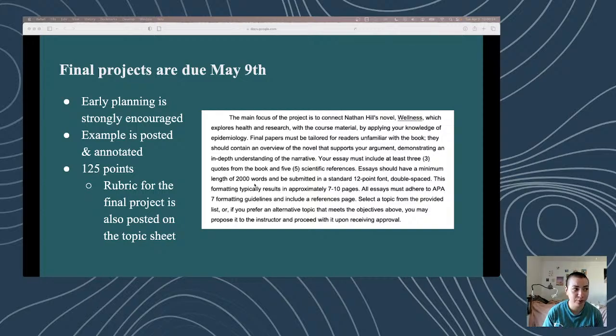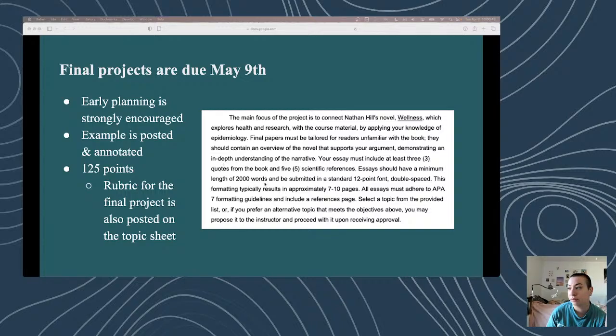Essay should have a minimum of 2,000 words and be submitted in a standard 12-point font, double spaced. This formatting typically results in 7 to 10 pages. I don't care about page count. You don't have to pad for page count. What you can't fake is 2,000 words. I'm going to scan it and do the word count. You've got to give me 2,000 words because the university requires it, okay?